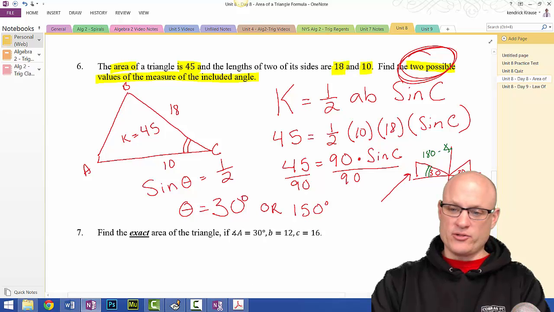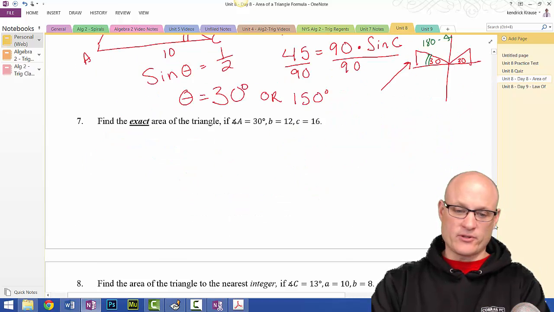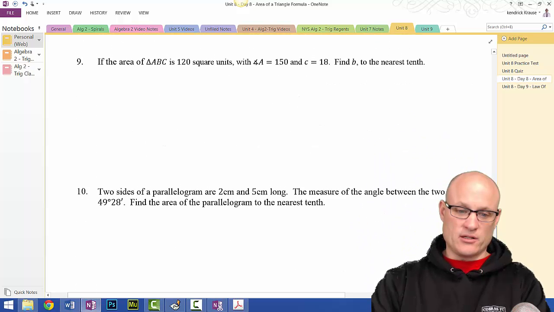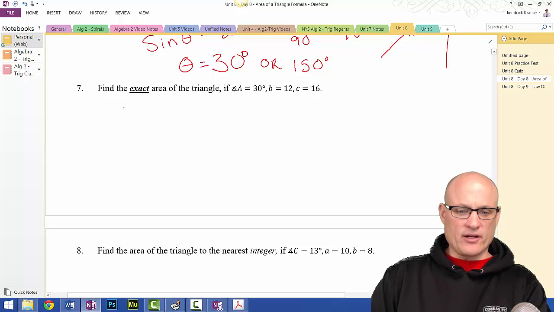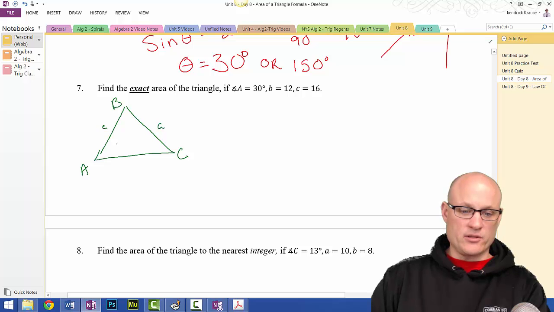Let me work on, I'm going to do maybe 2 more. And then I'll let you guys finish the rest of these. I'm going to do this one, number 7. Find the exact area of this triangle. So let me draw my triangle. A, B, C, little a, little c, little b. We were given that angle A is 30. Isn't that nice? Little b is 12. Little c is 16. So K equals 1/2.